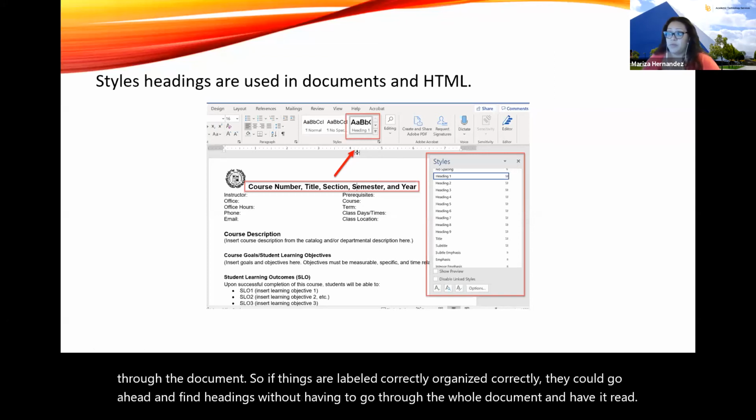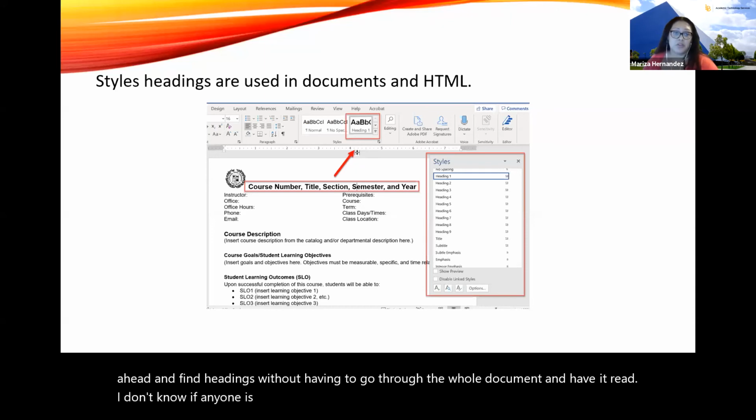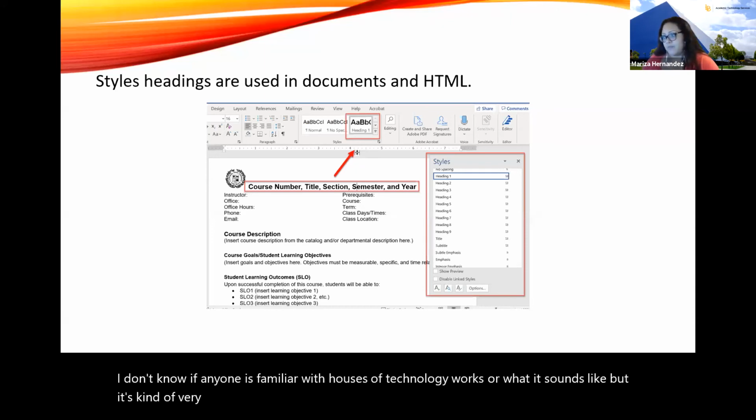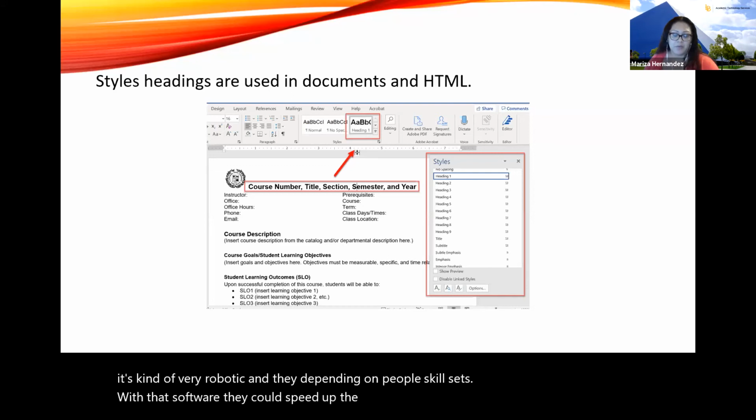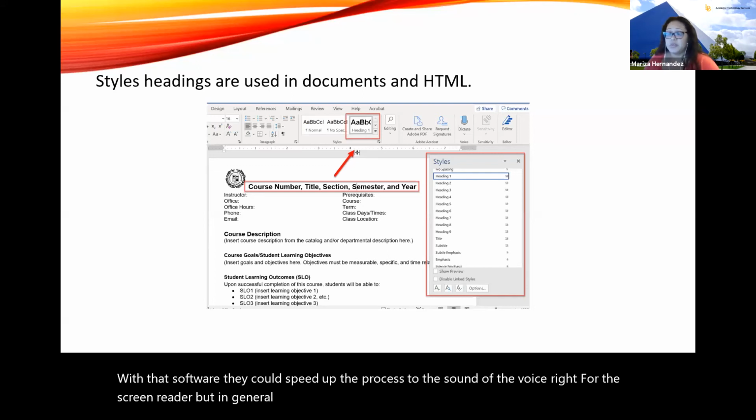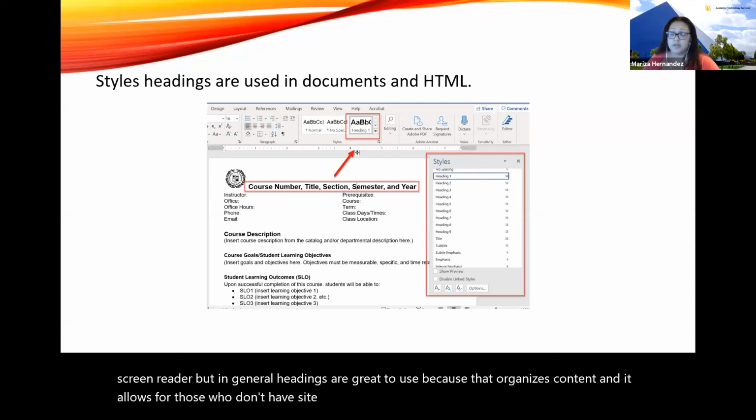I don't know if anyone's familiar with how assistive technology works or what it sounds like, but it's very robotic, and depending on people's skill sets with that software, they can speed up the voice of the screen reader. But in general, headings are great to use because they organize content, and they allow those who don't have sight to navigate through the document.